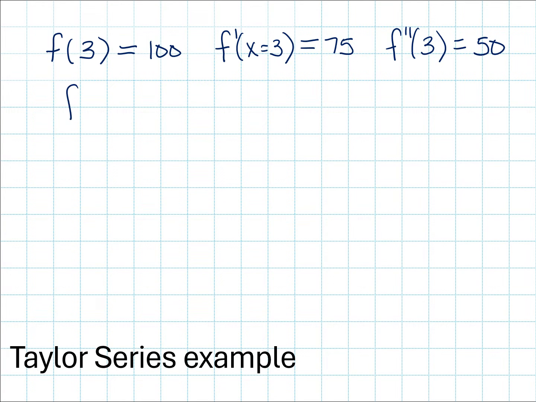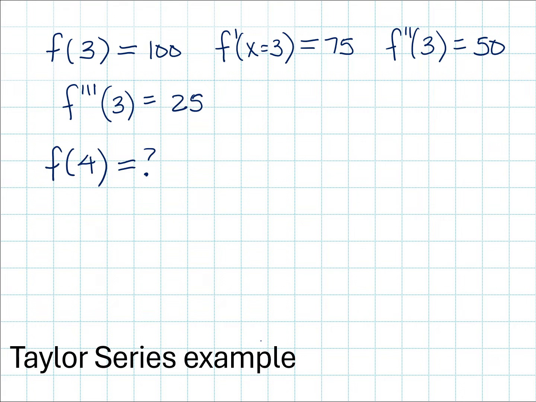And then the value of the third derivative of function f at x equals 3 is 25. And let's just say that we know that the value of any higher order derivatives of function f at x equals 3 are all 0. So there's no more terms that we're going to need to apply in our Taylor series expansion. And now let's say we want to predict the value of function f at 4.